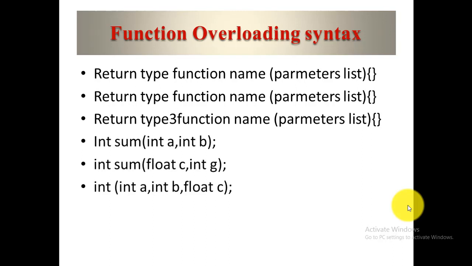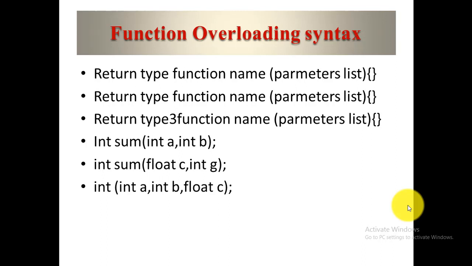As you can see, here is a function named sum and the return type is int, but the parameter lists are different. In the first function there are two parameters, int a and int b. In the second sum function there are two parameters, float c and int j. Now the first parameter is float type and the other is int type. It doesn't matter. The main thing is the return type and the function name must be the same, while the rule is that the parameter list should be different from the previous one.